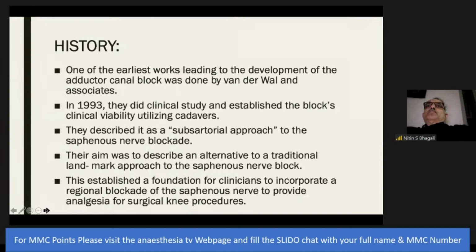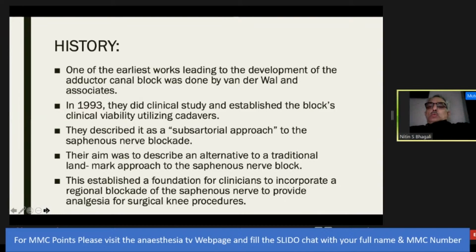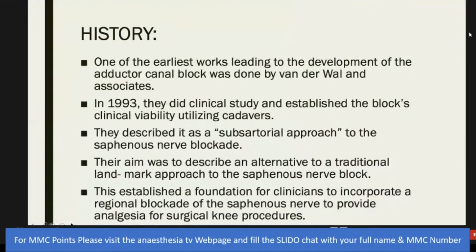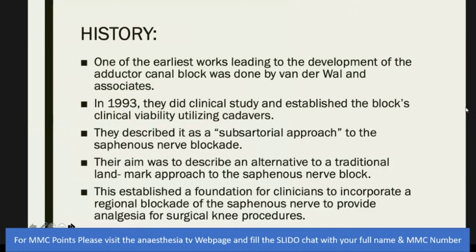One of the earliest works leading to the development of adductor canal block was done by Van der Waal and his associates. In 1993, they did a clinical study and established the block's clinical viability utilizing cadavers. They described it as a subsartorial approach to the saphenous nerve blockade. Their aim was to describe an alternative to the traditional landmark approach to the saphenous nerve block. They established the foundation of saphenous nerve block to provide analgesia for surgical knee procedures.